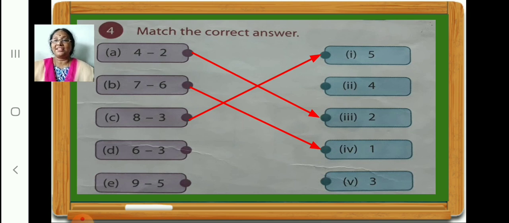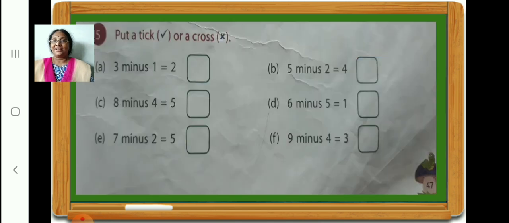6 minus 3. How much is 6 minus 3? 6 minus 3 is 3. Again here also let us draw a line to 3. Now the last one, that is 9 minus 5. Children, think and say, how much is 9 minus 5? 4. So let us draw a line towards number 4. Very good. Now, children, let us go to question number 5.